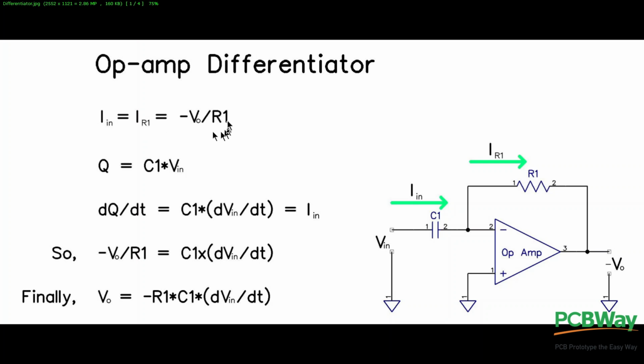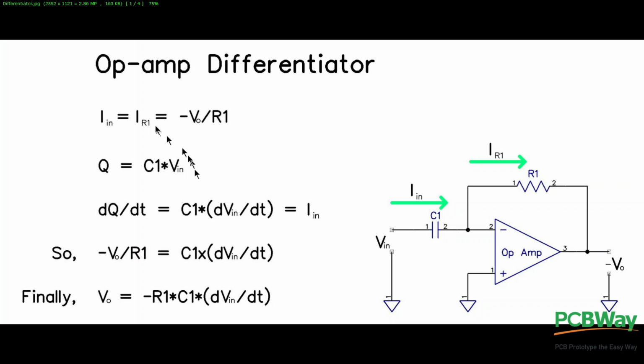So here you just put down some of our rules. We know that the input current is going to be equal to the feedback current, which is the current through R1. And we know also that that feedback current is equal to minus VO over R1. We also know, or we should know, that the charge on a capacitor is given by its capacitance times its voltage. So in our case, the charge on C1 is going to be V in times C1.